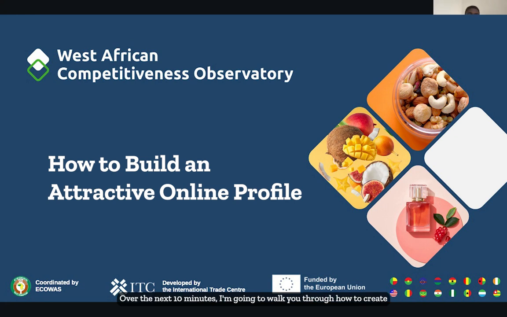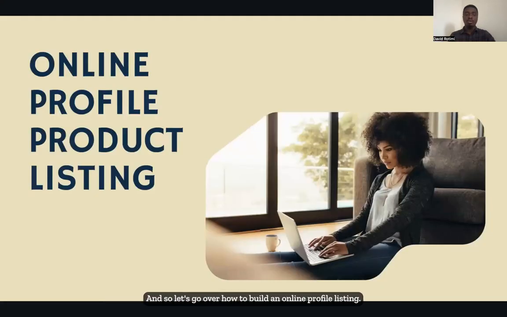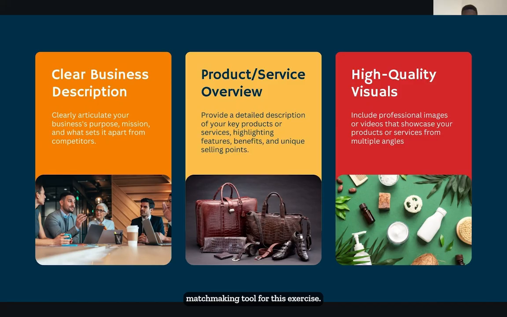Over the next 10 minutes, I'm going to walk you through how to create an appealing online listing profile. And we're going to use the Wacom Observatory matchmaking tool as our platform to create the listing. So I want you to watch, stay close, and you're going to have an amazing time. And so let's go over how to build an online profile product listing. Okay, so we're going to use the Wacom Observatory matchmaking tool for this exercise.